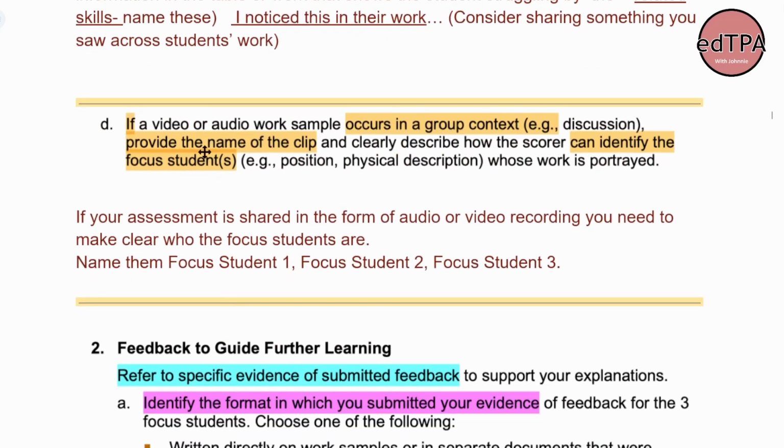So let's go to D. This one's pretty straightforward. If a video or audio work sample occurs in a group context, for instance, a discussion, provide the name of the clip and clearly describe how the scorer can identify the focus students. So what position, physical description, and for whose work is being portrayed. If your assessment is shared in the form of audio or video recording, you need to make clear who the focus students are. And you need to name them focus student 1, focus student 2, focus student 3. So that one's pretty straightforward. Let's go to 2 now.